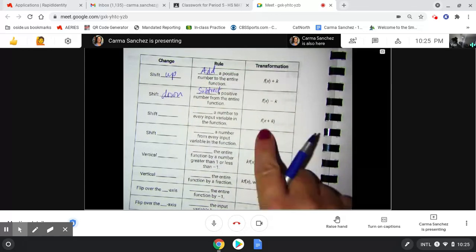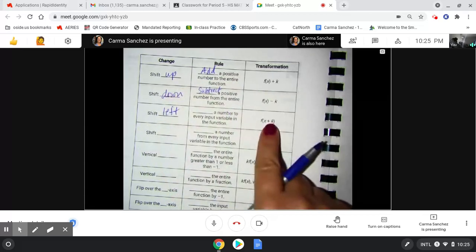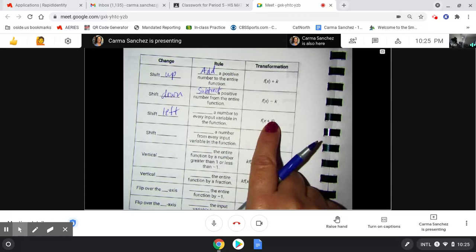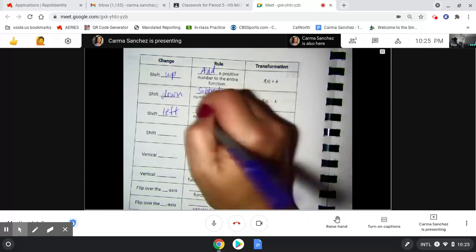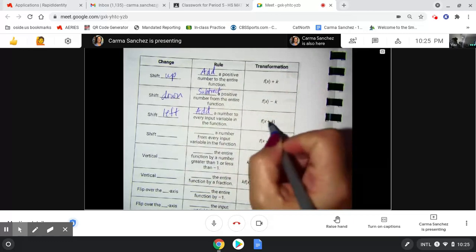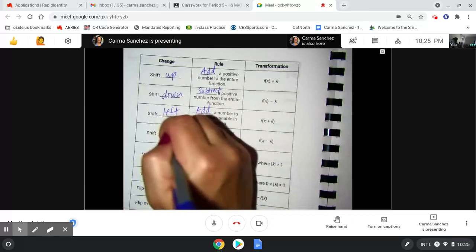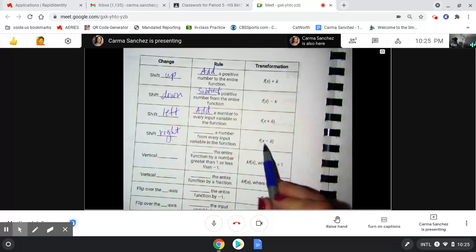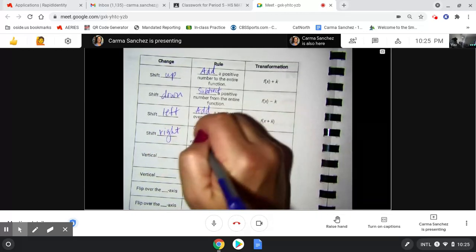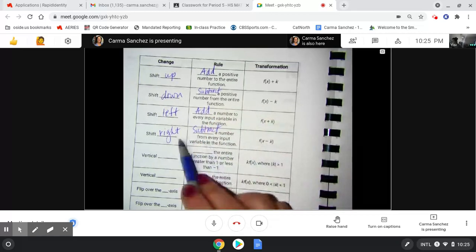When it's f of x plus k inside the parentheses, this is a shift left. Remember that a plus is a left shift. This is when you add a number to every input. For a shift right, it's when you've got f of x minus k, and it's when you subtract a number from every input variable.